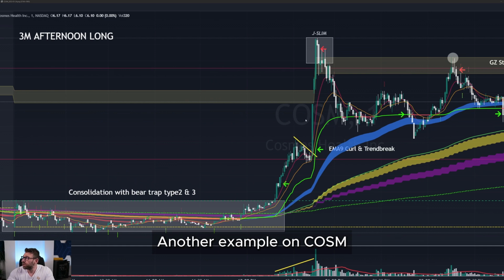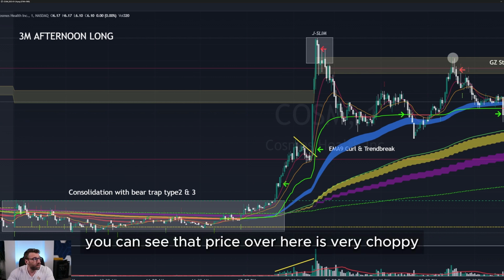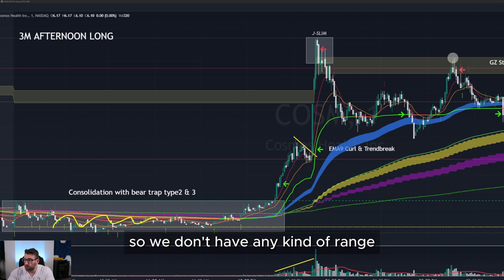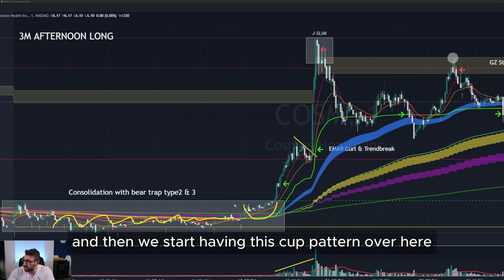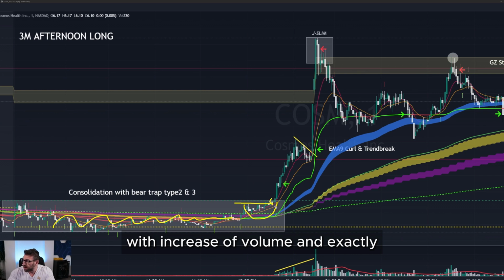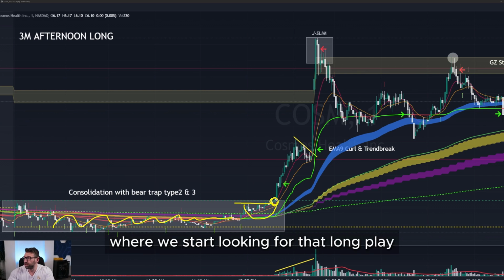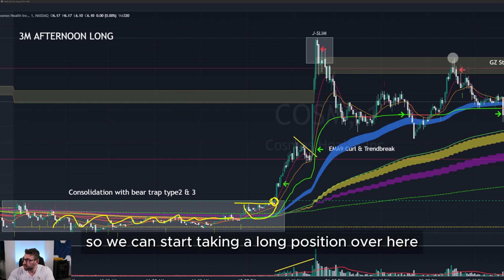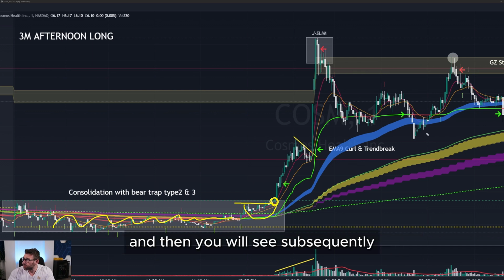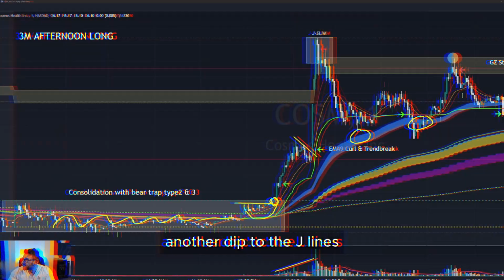Another example on COSM, you can see the midday, or in this case, midday consolidation. You can see that price over here is very choppy, so we don't have any kind of range. We have over here the reclaim of the J lines, and then we start having this cup pattern over here with the increase of volume, and exactly here's the level where we start looking for that long play. And again, another move to the upside. So we can start taking our long position over here, and then you will see subsequently another dip into the J lines. Another dip to the J lines.